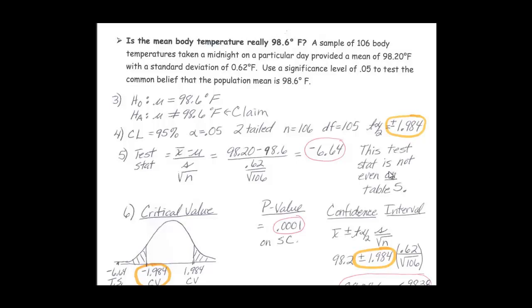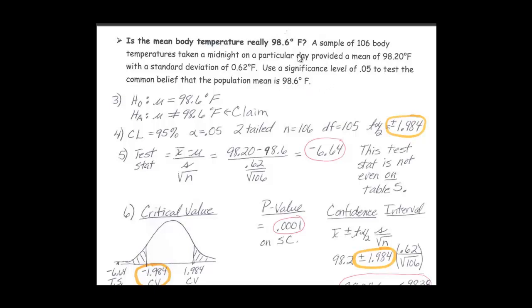Okay, in this video we are going to take a look at the mean body temperature, and we want to test if it's really equal to 98.6, which is popular belief for quite a long time now. A sample of 106 body temperatures taken at midnight on a particular day provided a mean of 98.2 degrees Fahrenheit with a standard deviation of 0.62 degrees. We're going to use the significance level of 0.05 to test the common belief that the population mean is 98.6.